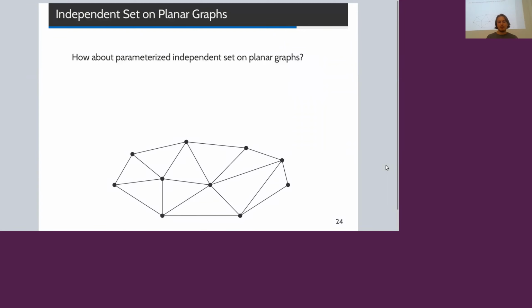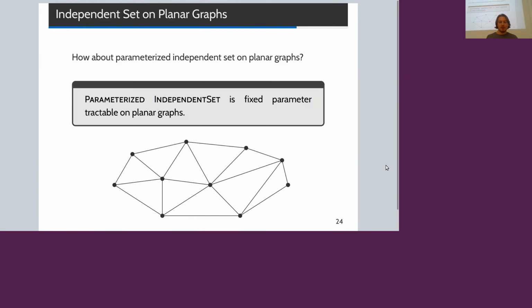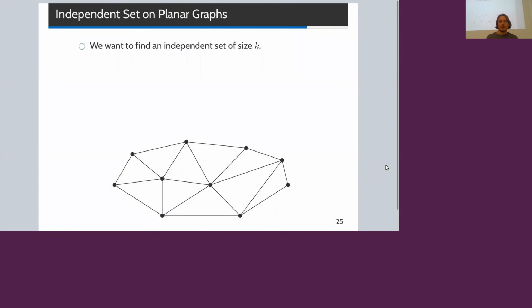So we want to solve parameterized independent set on planar graphs. And here we're going to have some success. So we can show that parameterized independent set is fixed parameter tractable on planar graphs. And let me give you a quick sketch on how such a proof may proceed. So we want to find an independent set of size k, and k is rather small. And there's a nice theorem that on planar graphs, you can always find a vertex with degree at most 5. So in this example, we have the vertex v here, and it has degree 4.